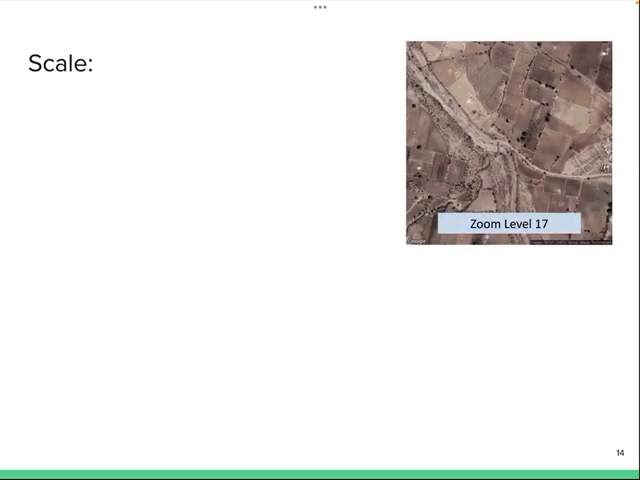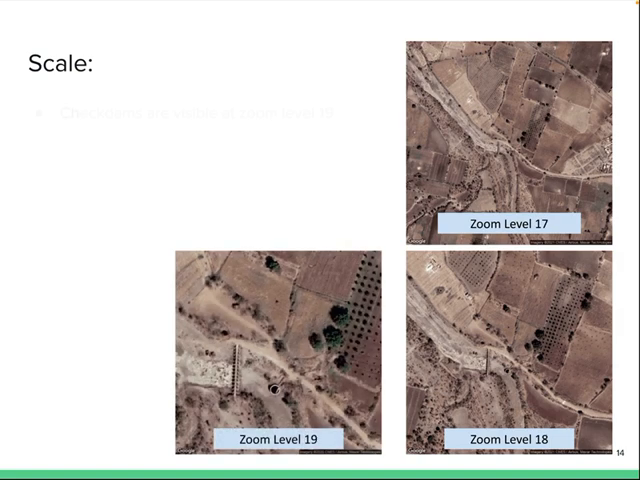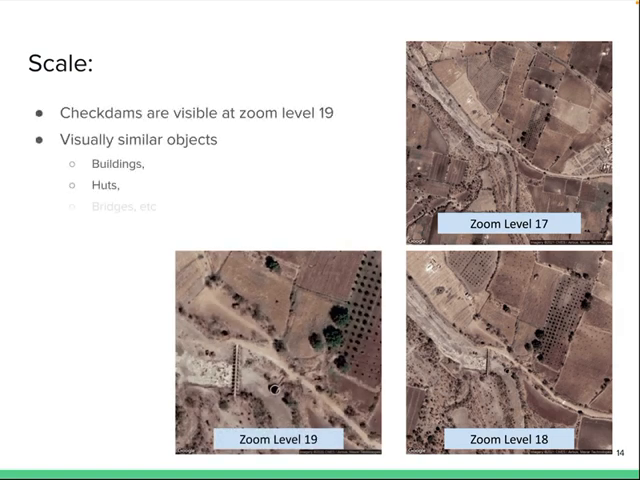In terms of spatial resolution, the Google Map API uses zoom levels ranging from 1 to 22 that correspond to image level spatial resolution. However, most objects of interest are available and identifiable at zoom levels of 17, 18, and 19. All check dam instances in our dataset were captured at zoom level 19.